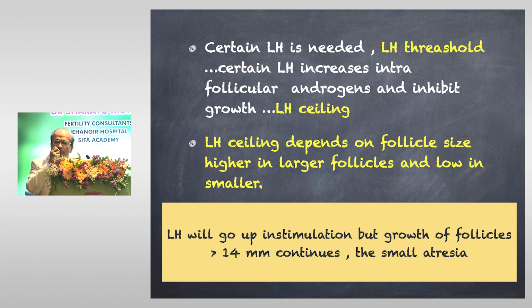Now this cutoff of 1.2 is very variable. Richard Fleming said 1.2, Roy Homburg said 1, and there was one more author who said 0.8. All those studies were done on long agonist protocols where they had to do an LH level before they started stimulation. LH ceiling, in turn, depends upon the follicle size. A smaller follicle will be affected at a smaller LH level; it will stop growing. At a larger follicle, even if the LH goes up, it will not get affected.